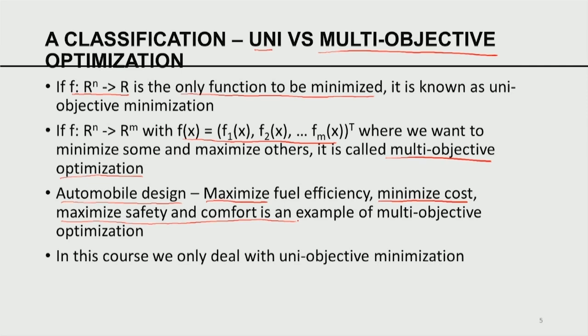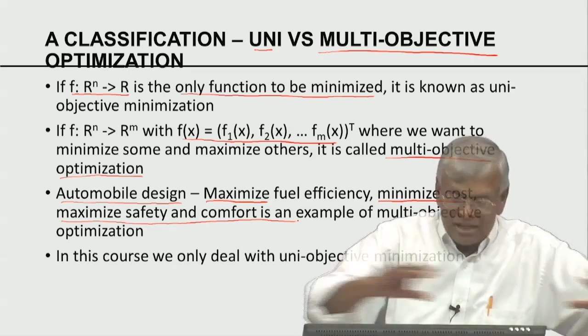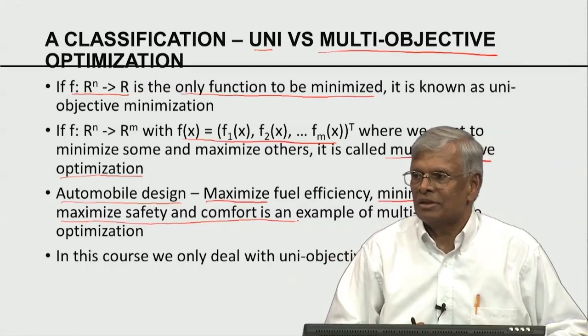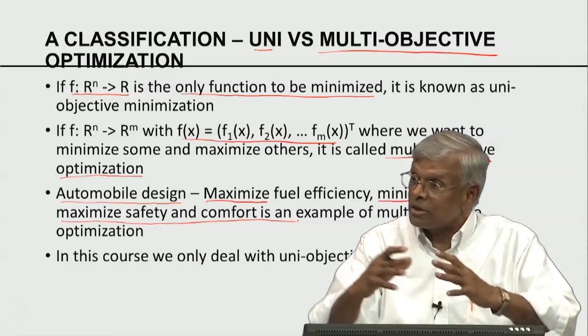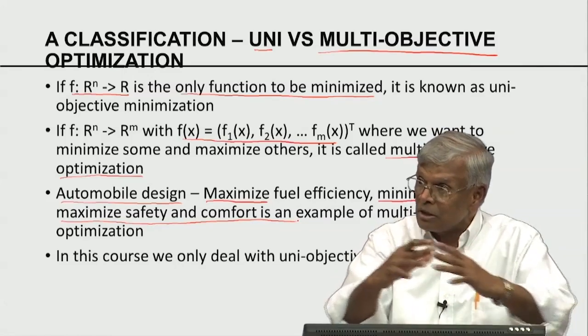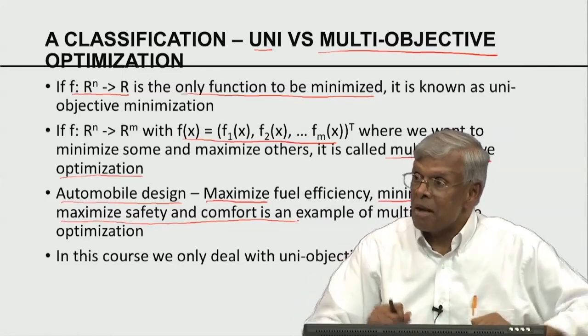So if you tell an automobile designer, I want a car with the maximum efficiency, he will give you that. But there is no safety, no comfort. I want to give you a car which has the best comfort, but it has very few miles per gallon. In real automobile engine design there are multiple objectives that are not consistent with each other. And automobile engineers have come up with strategies to solve these multi-objective optimization problems.